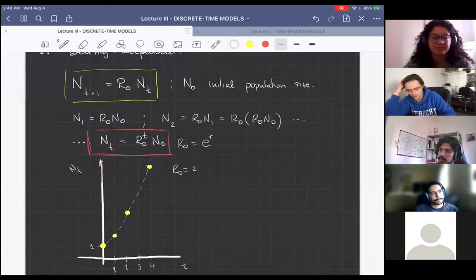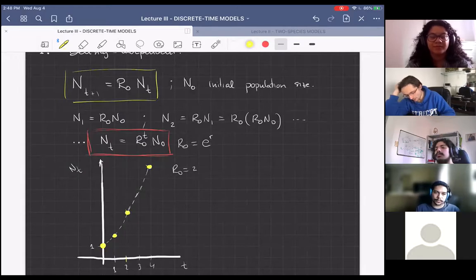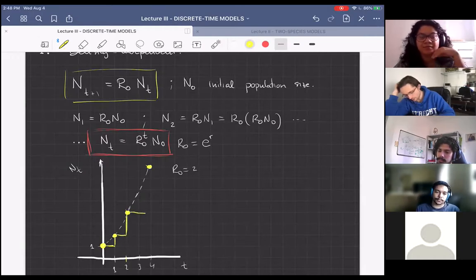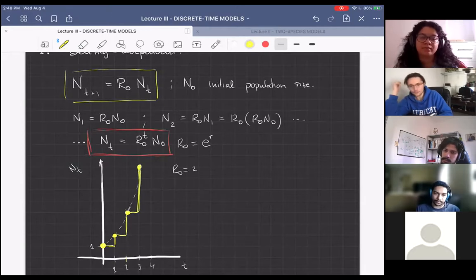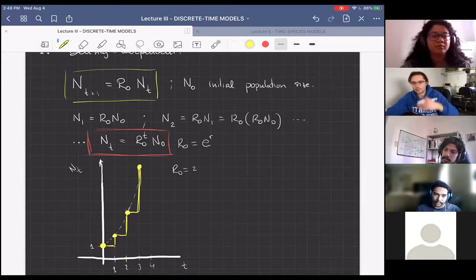Of course, I am using dashed lines because in principle, my reproductions happen at the same time, and I would need to do something like this, right? Between a whole year, nothing happens. And then all of a sudden I have a jump. Nothing happens. And then I have another jump, and so on and so forth.